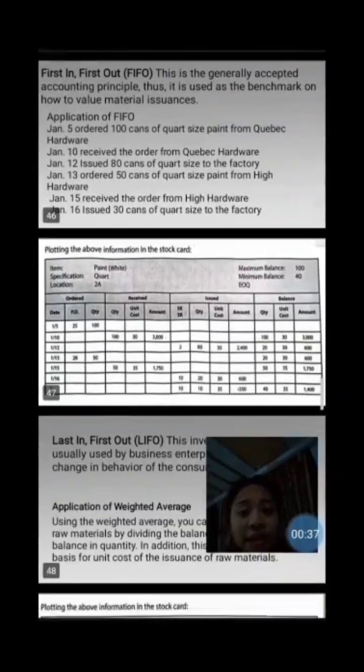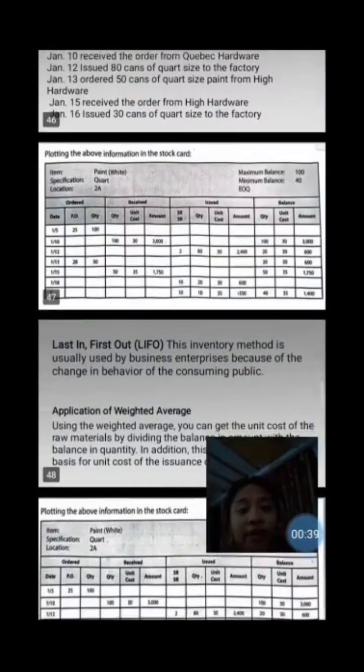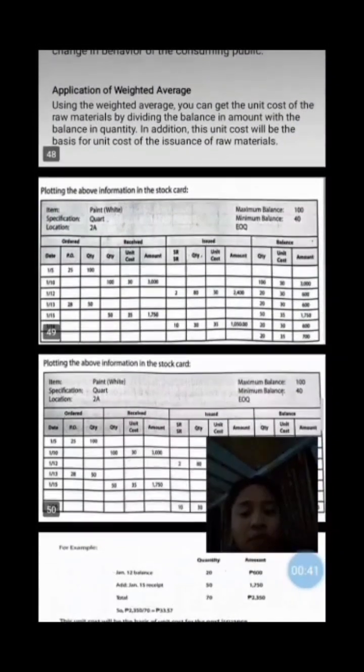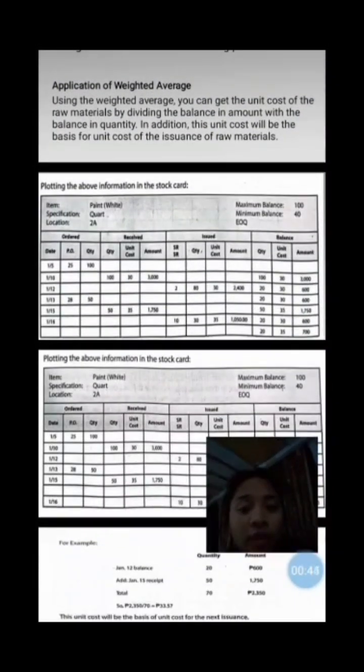On January 16, issue 30 cans of quart size to the factory. So, if you look at the table, on January 16 you issued 30 cans. So, it's 35 per unit. So, 30 times 35 is 1,050.